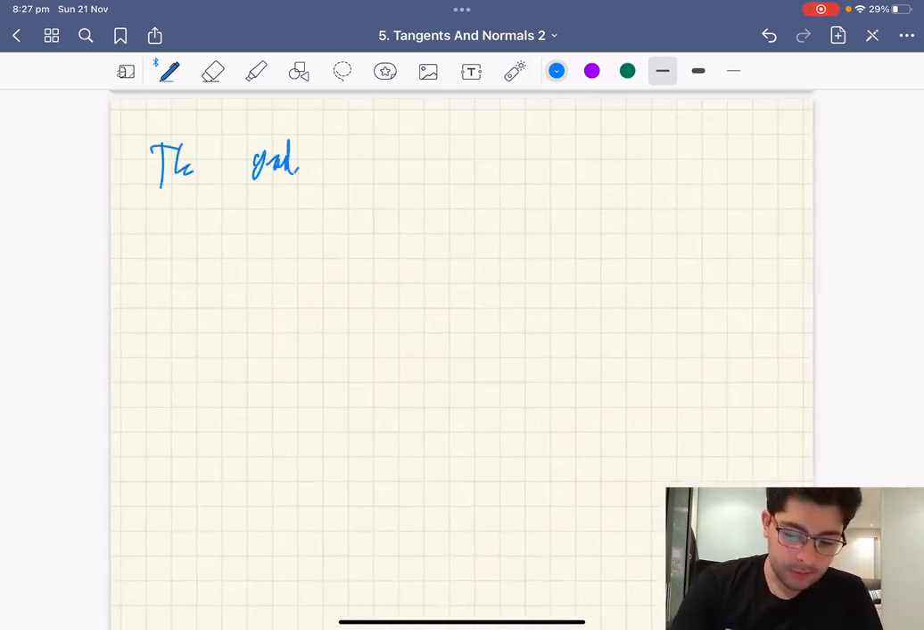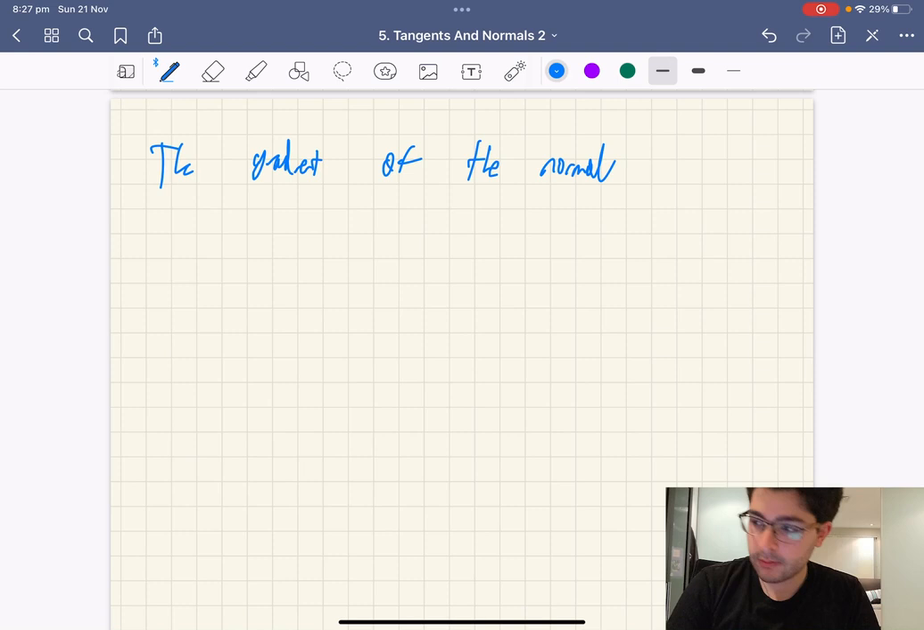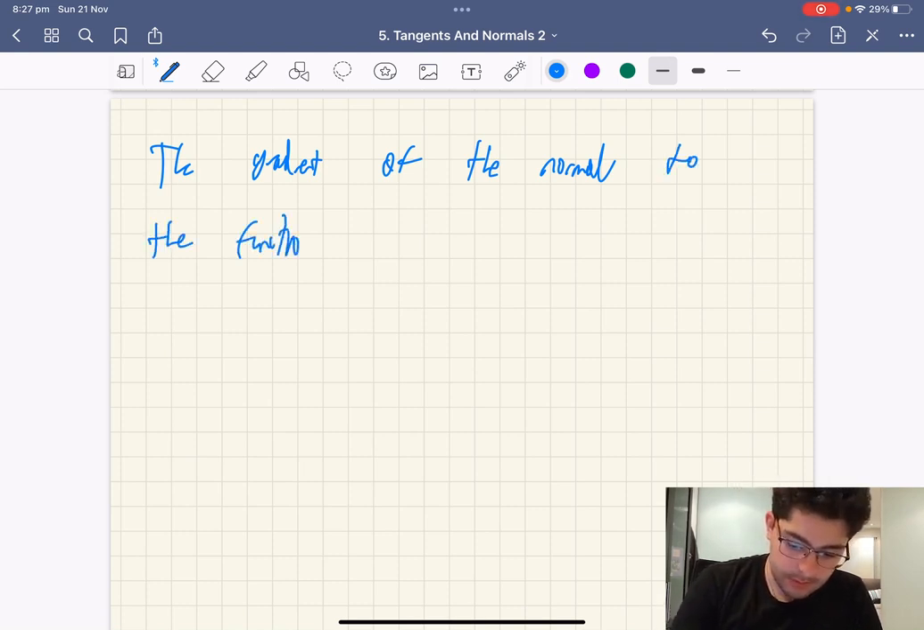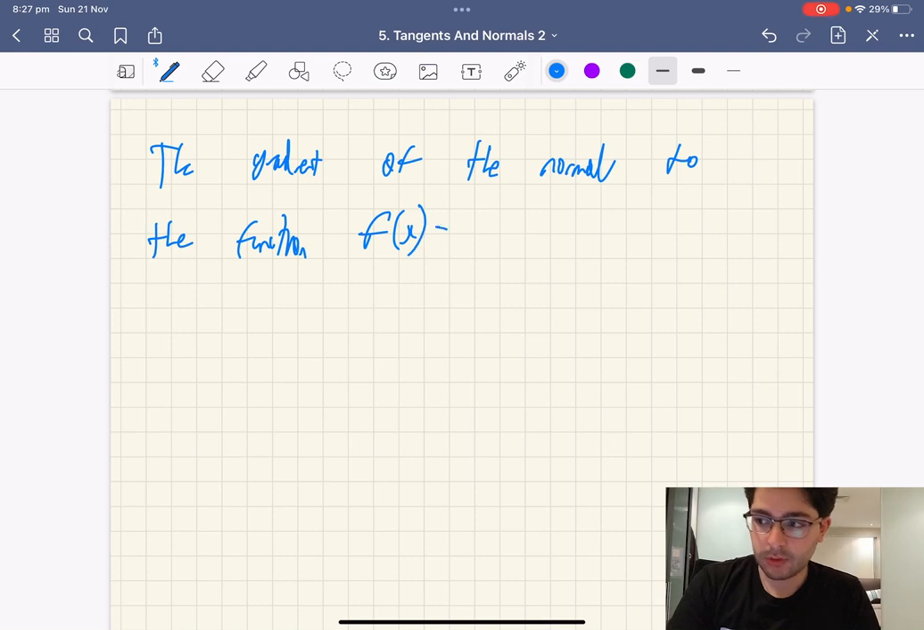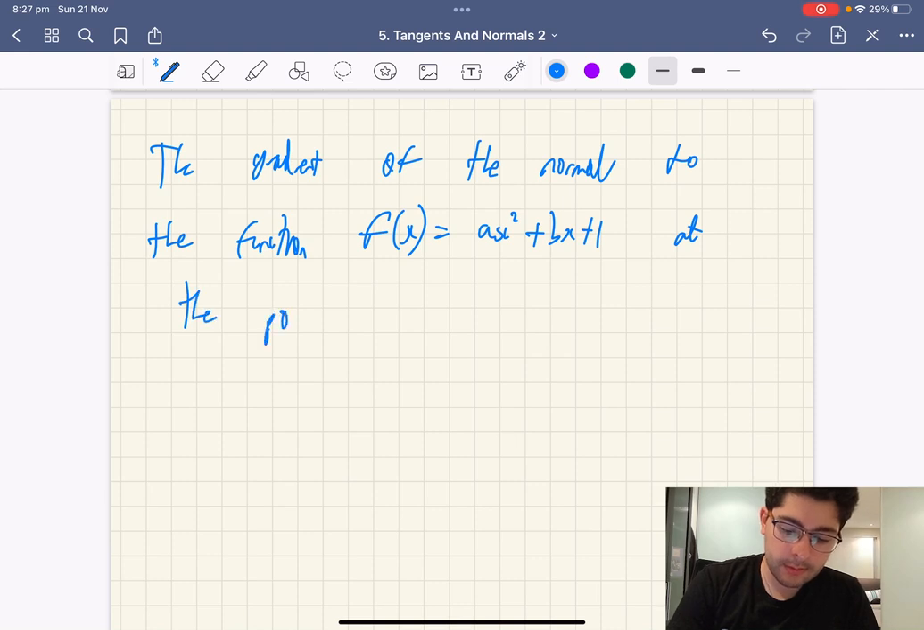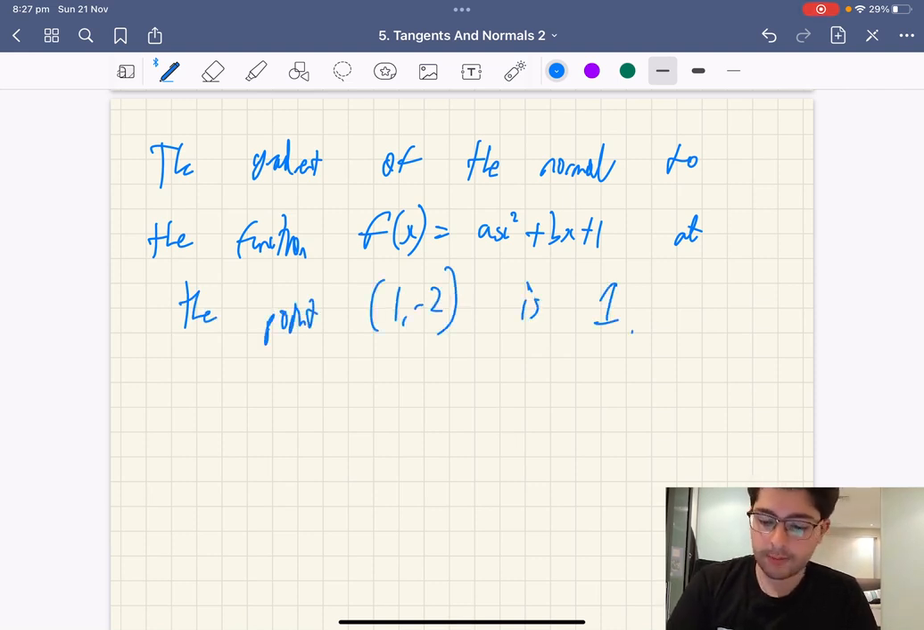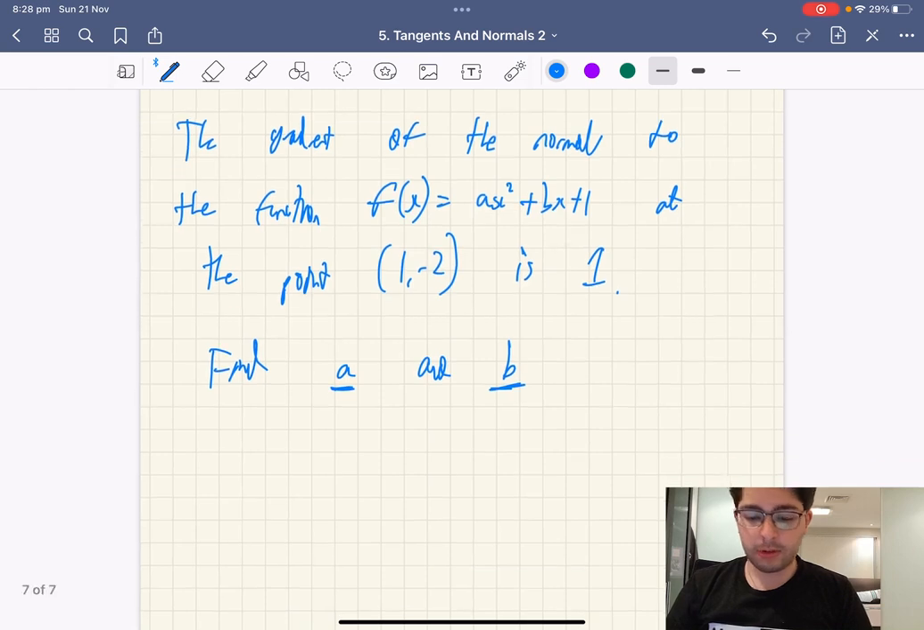Gradient. Okay, the gradient of the normal to the function f of x is equal to ax squared plus bx plus 1 at the point (1, -2) is 1. Find a and b. So that's the question.